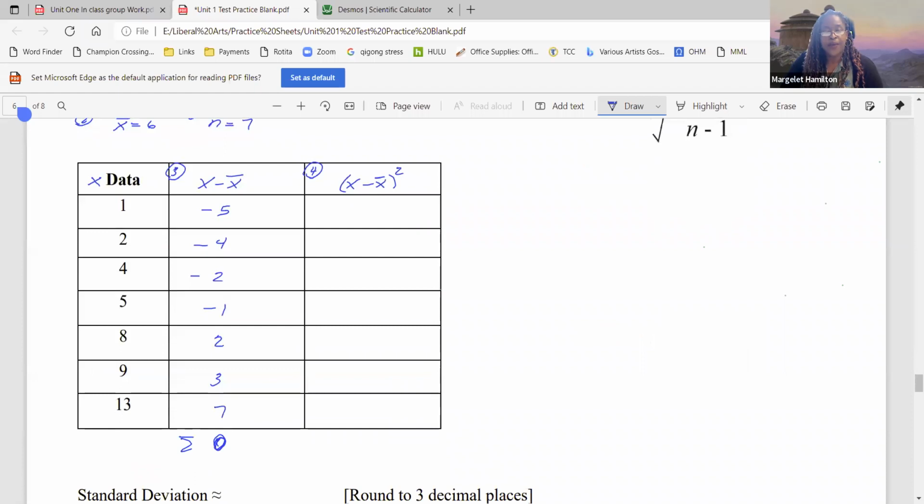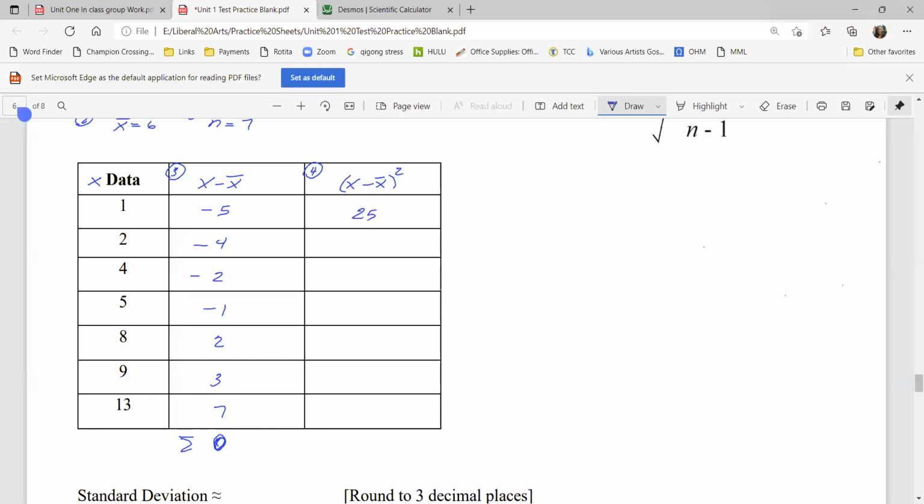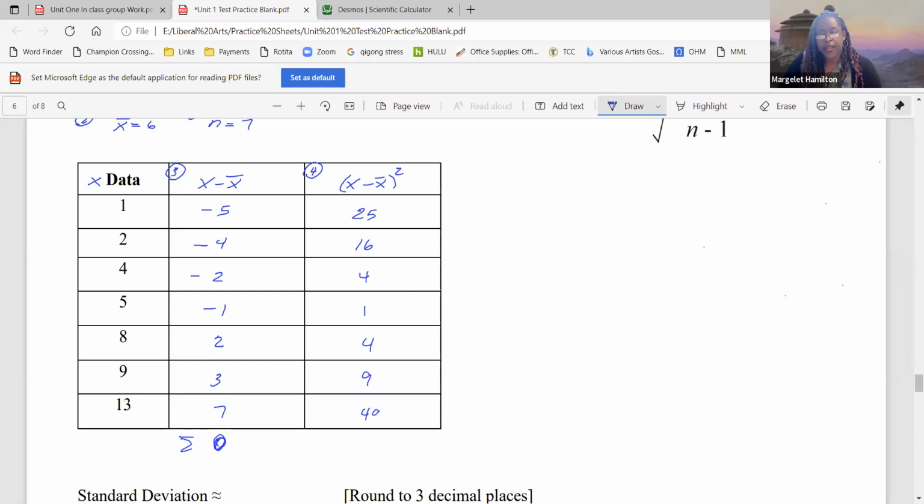All right. So now we're ready to square this information. And when we square, there's nothing negative here, because when we square a negative number, it should be positive. Let's go ahead and square these numbers. And what do we get? 25, 16, 4, 1, 4, 9, 49. All right. Beautiful.